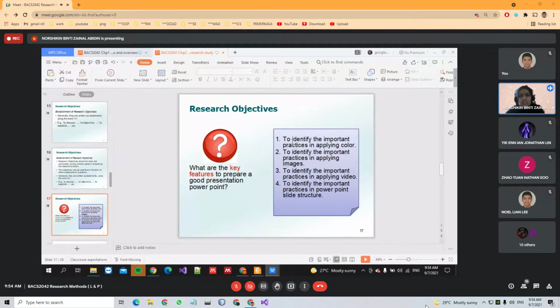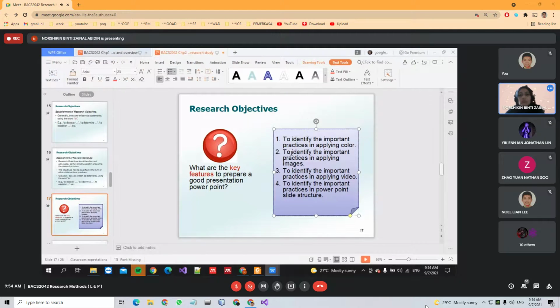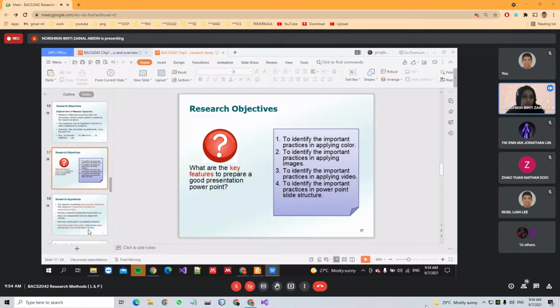And this is a sample of research objective. Usually people will use keywords such as to identify, to study, to identify the important. They usually start with these terms. So that's the example of research objective.